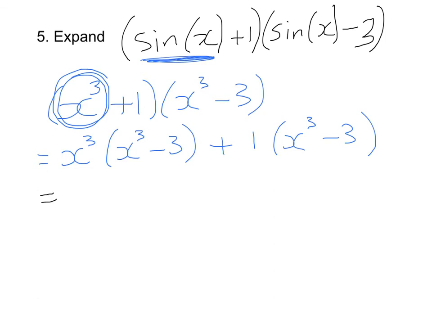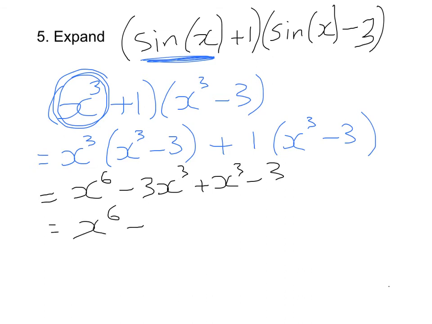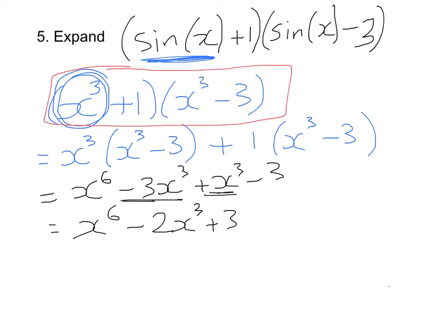So we could expand this one, we'd get x to the power of 6 minus 3x cubed plus x cubed minus 3. Then we'd collect up our like terms. We get x to the power of 6 minus 3 plus 1, so minus 2x cubed plus 3. Now, those of you who are remembering from level 2 how we do that will know that typically we won't go through all of this palaver, but it is good to see it written out to jog our memories.